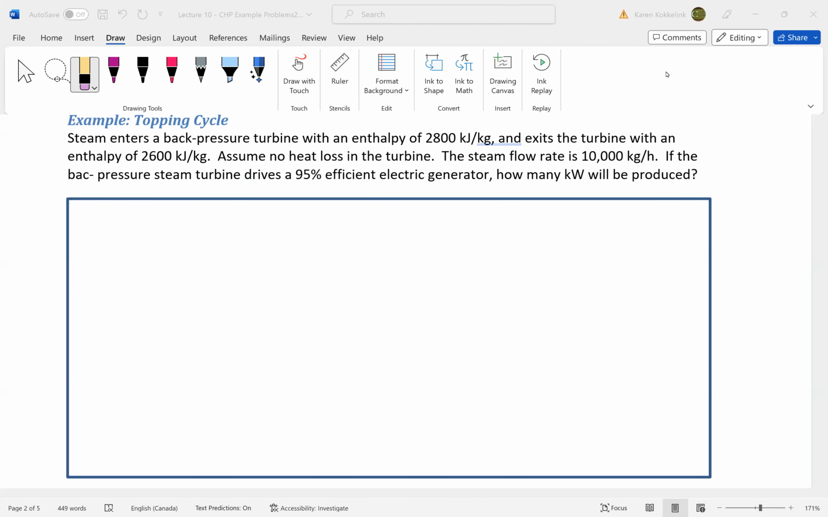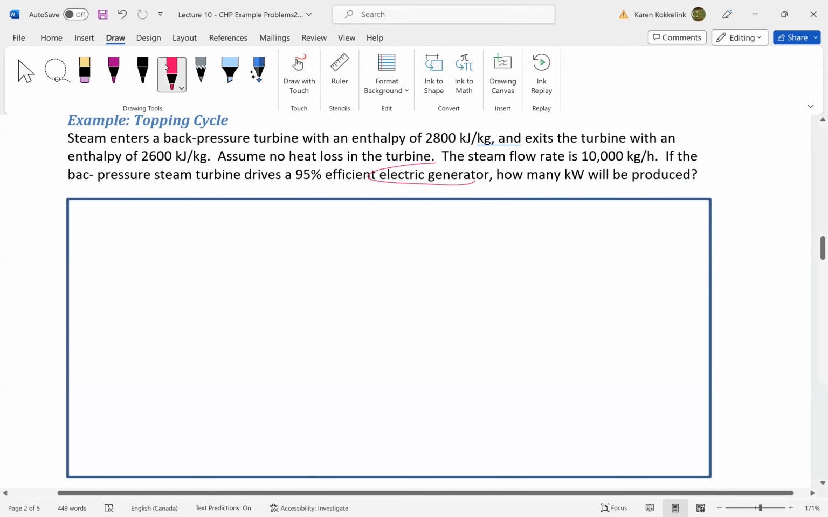This is an example of a topping cycle CHP, or combined heat and power system, in which there is a turbine with a steam flow rate into the turbine of 10,000 kilograms per hour. The back pressure steam turbine drives a 95% efficient electric generator. Then how many kilowatts will be produced in that electric generator?